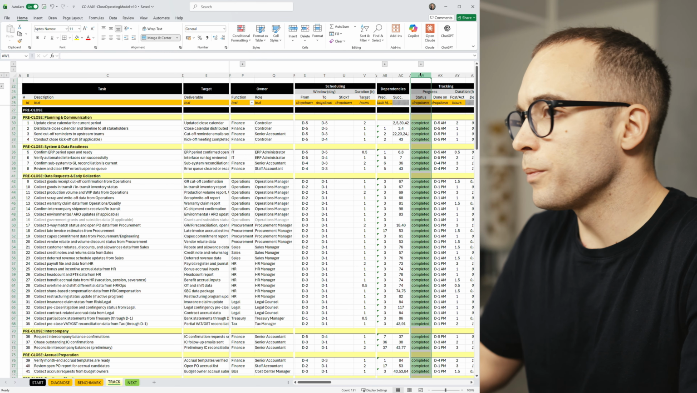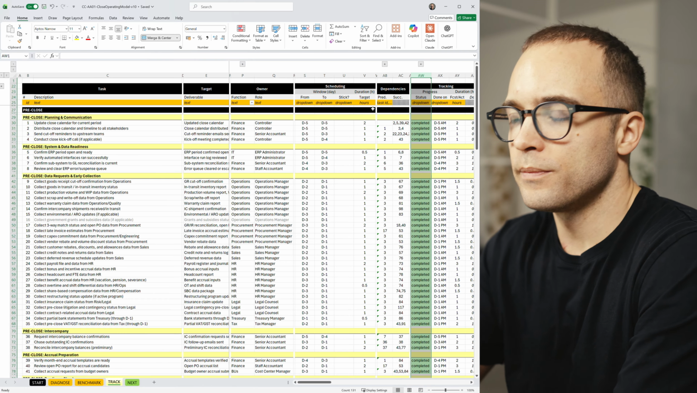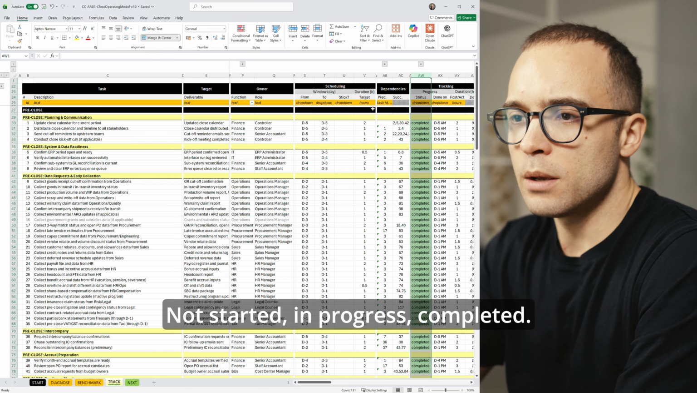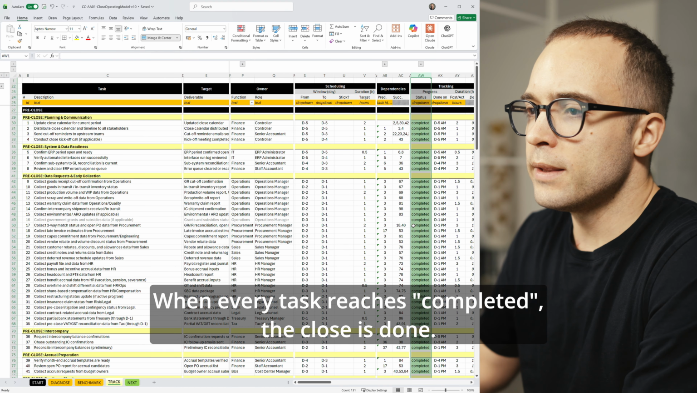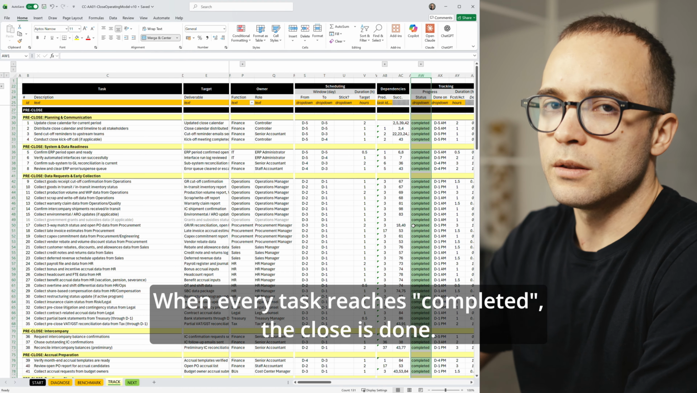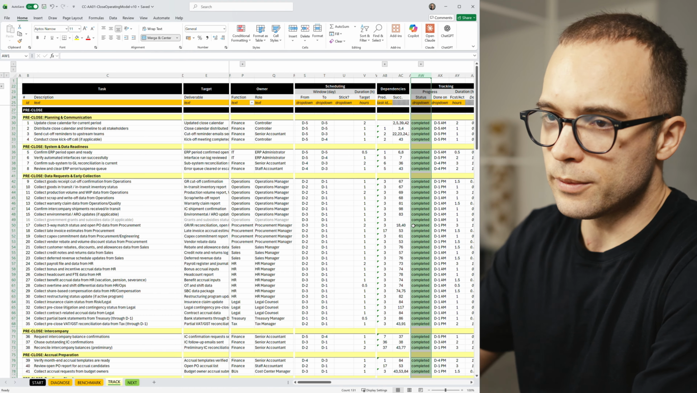Column AW. Status. Not started, in progress, completed. 3 states. You update this column during the close. When every task reaches completed, the close is done. In Lean, a board where work moves through stages is called Kanban. This column is a simplified Kanban. 3 states visible at a glance.